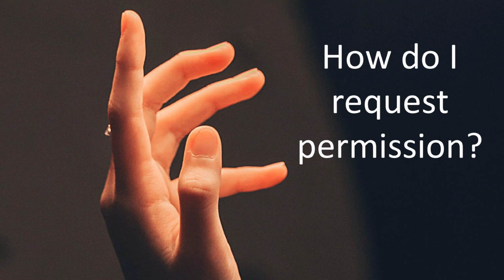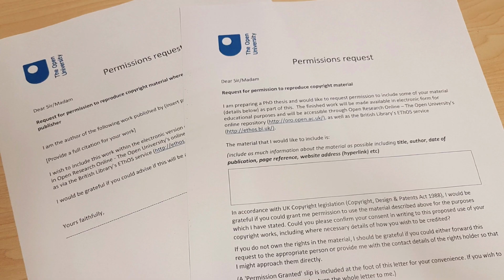So, how do I request permission? We suggest starting early and requesting permission as soon as you identify that you may need to use a copyright work. It can take a long time to find and contact copyright holders, and even longer for them to respond. Don't leave it to the day before submission. Our online guide includes some handy templates for requesting permission from the copyright holder, which should make it easier.